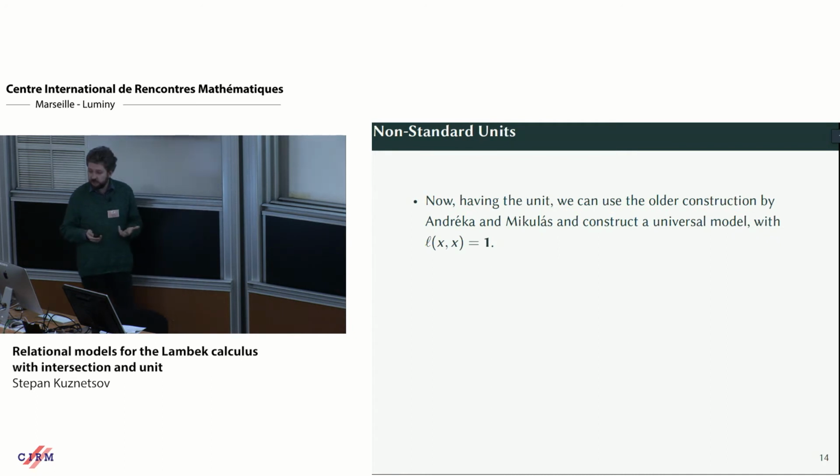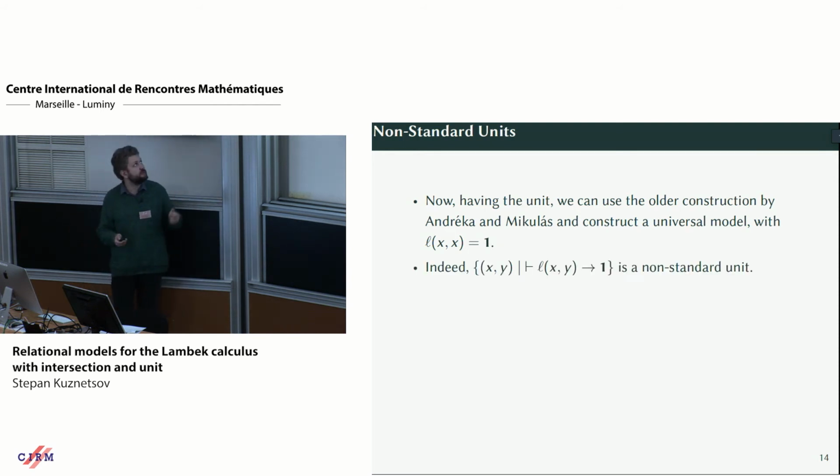And now having the unit, we can actually use the old construction by Andréka and Mikuláš and construct a universal model, and on our graph all the labels will be just formulae or classes of equivalence of formulae, but not filters or sets of formulae. Because now we can unify everything on this xx by just the unit. And we don't have to deal with incomparable P over P and Q over Q, we just have the unit.